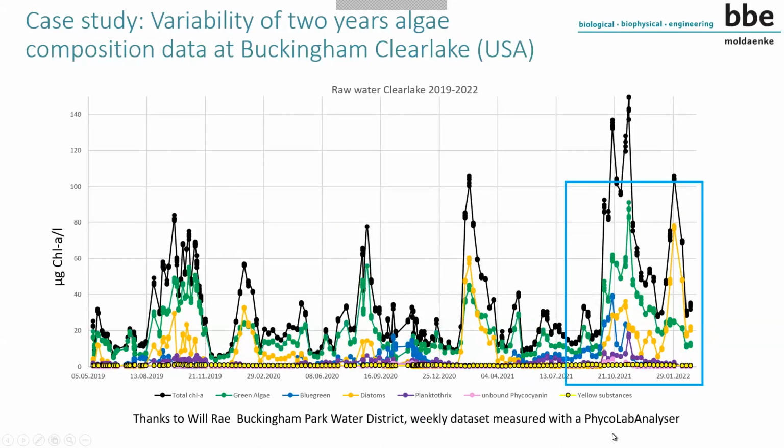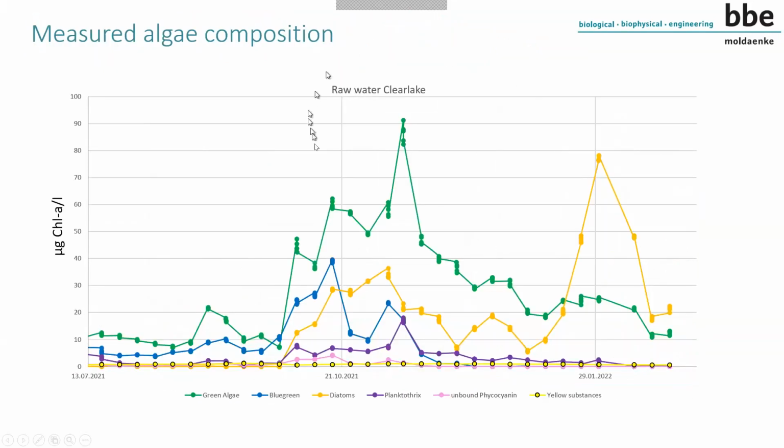If you look only at this area here, I can see the different algae we can determine there. We have the green algae, we have the diatoms, we have the blue-green algae, a type of cyanobacteria, Planktothrix rubescens, another type of cyanobacteria, unbound phycocyanin, and yellow substances. These are the parameters we measure beside the total chlorophyll.